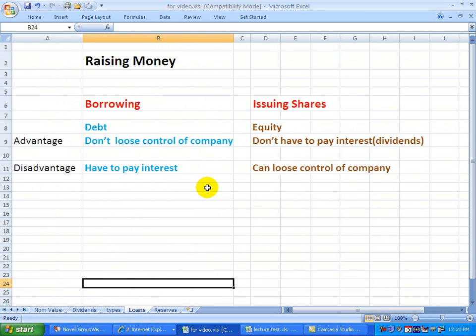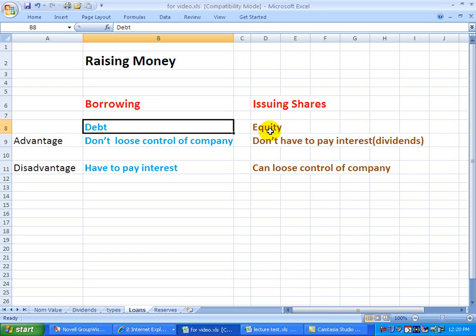Now, the other way is to simply borrow the money. We could borrow the money, or we could issue shares. So they're the two ways of raising money for a company: to borrow and to issue shares. Often in textbooks you'll see they're called debt or equity. Debt or equity: the two different ways of raising money.